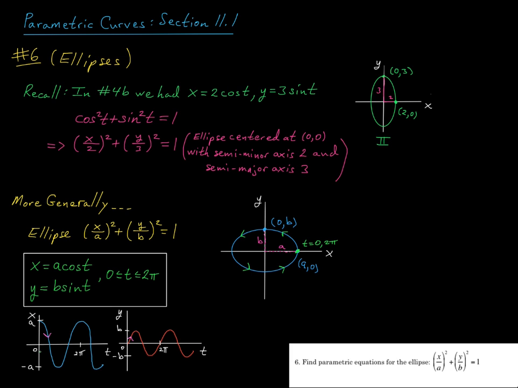Why? Well, because when t is 0, x is a and y is 0. So we're right here at the point (a, 0) when t is 0. And then in the next few moments, x will decrease, meaning we're moving to the left, and y is going to increase, meaning we're moving up. So we're moving to the left and up, giving rise to a counterclockwise orientation.